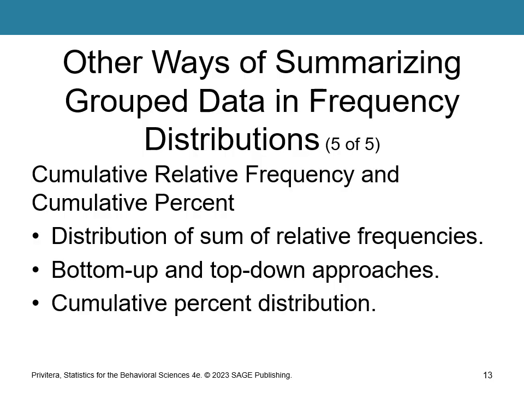With the bottom-up approach, you sum the relative frequency in each interval as you move up the table. With the top-down approach, you start adding from the top of the table and move down.